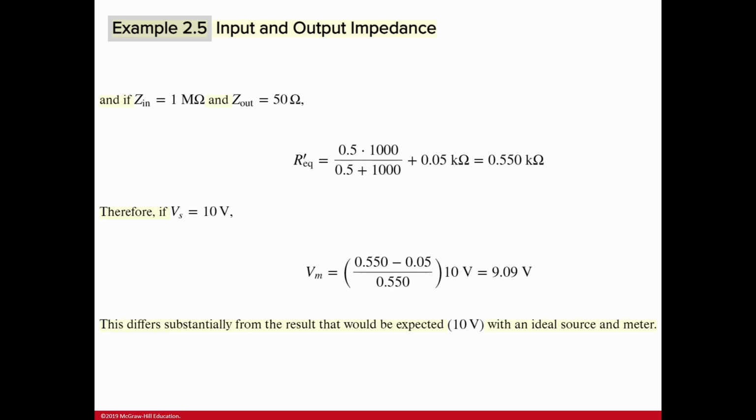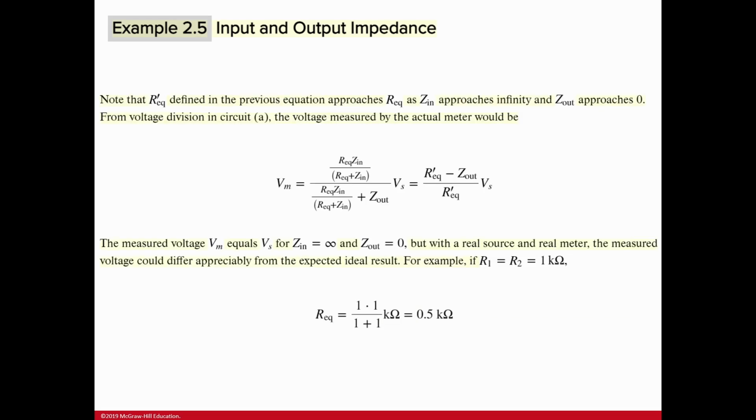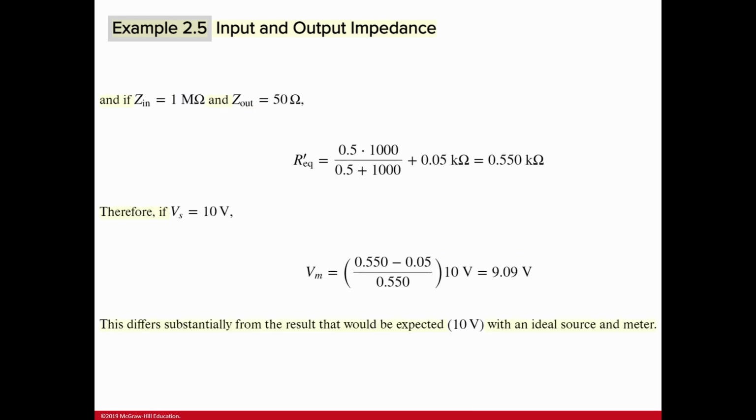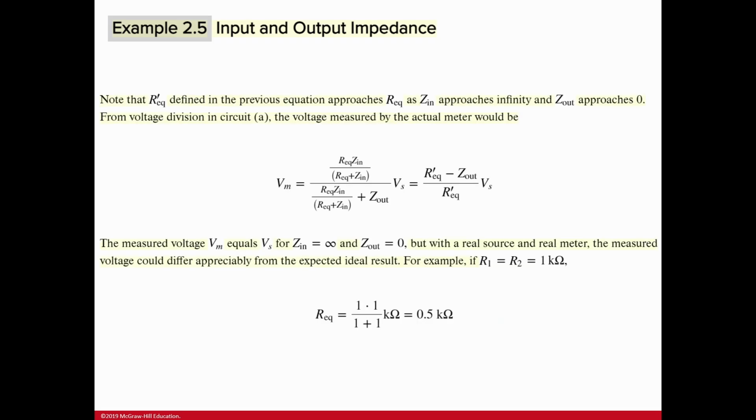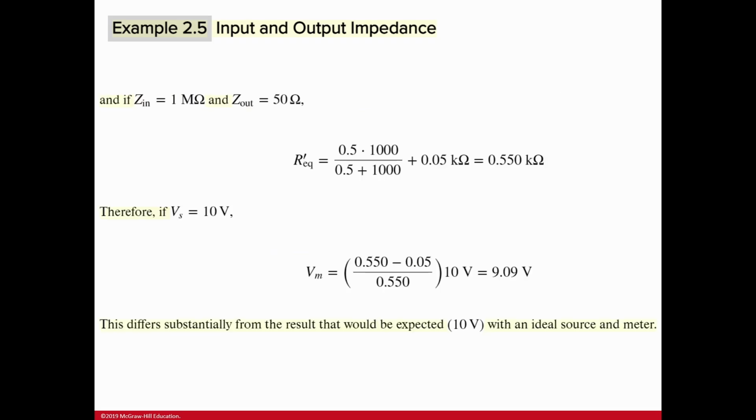So the numerator is Req prime minus Zout. Zout is 50, so you subtract, because this is all in kilo ohm, so 50 will need to be translated into 0.05 kilo ohm. Then times the 10 volt here. Then finally what you got is 9.09 volt.